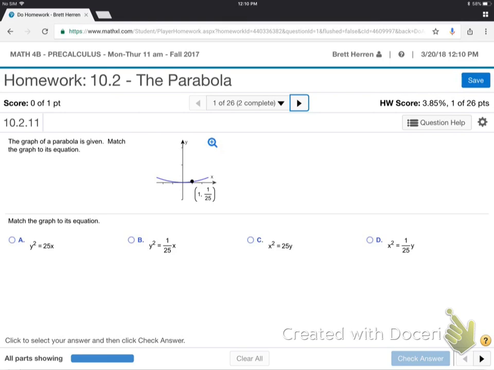So I'll move ahead to chapter 10. This is conic sections, which means it's sections of a cone. You take a cone and you slice it in various ways. I'll show some of that later. You can get these different shapes we're looking at. We're starting with the parabola.